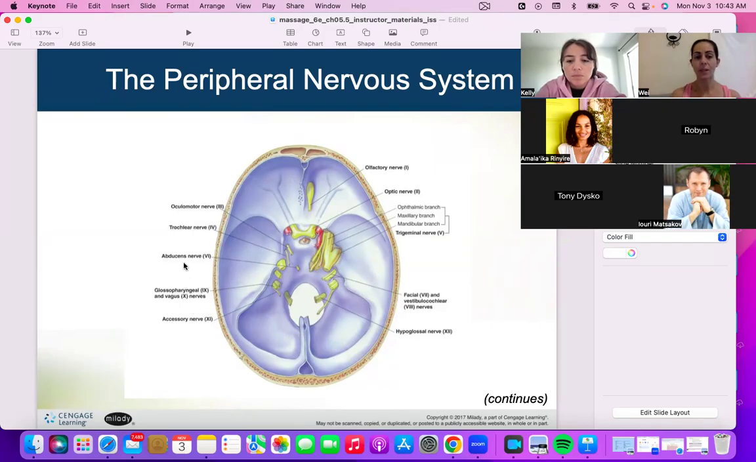So we have all these nerves: the olfactory, the optic nerve, trigeminal nerve, facial nerve, hypoglossal nerve, accessory nerve, glossopharyngeal nerve, abducent nerve, trochlear, oculomotor nerve, and where's the vagus? 1, 2, 3, 4, 5, 6, 7, 8, 9, 10. Well, there's supposed to be 2 more. The vagus nerve is one of them too.